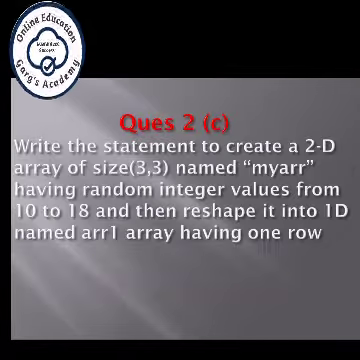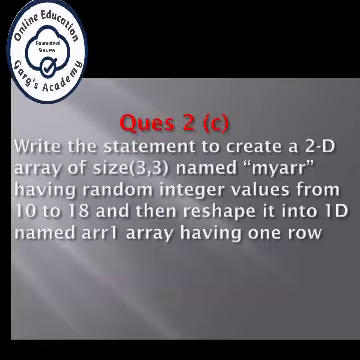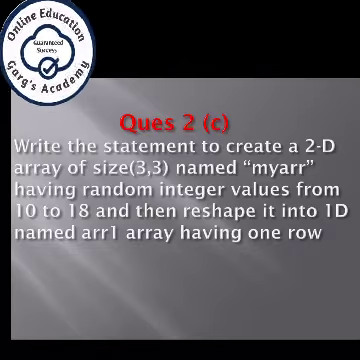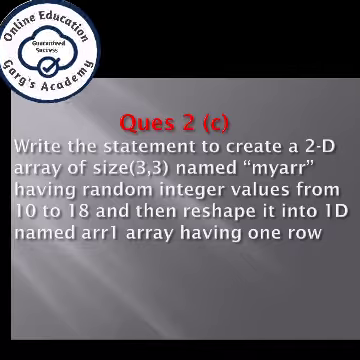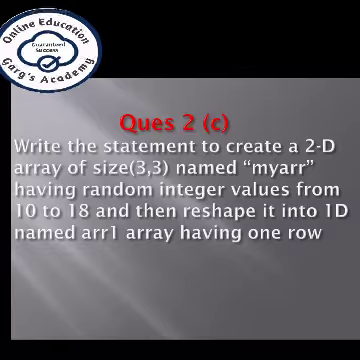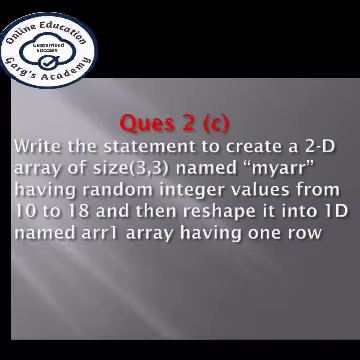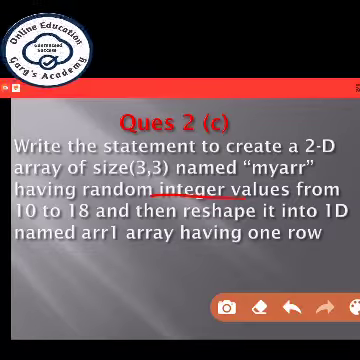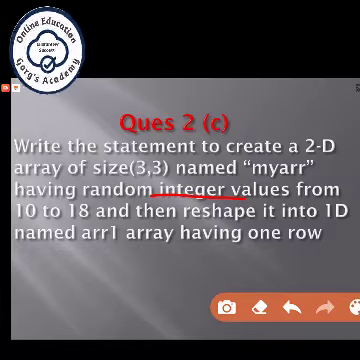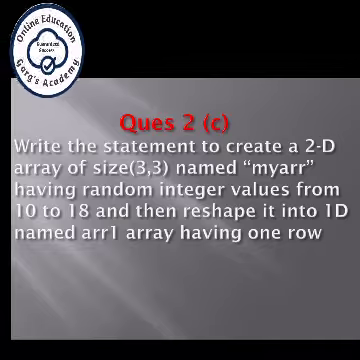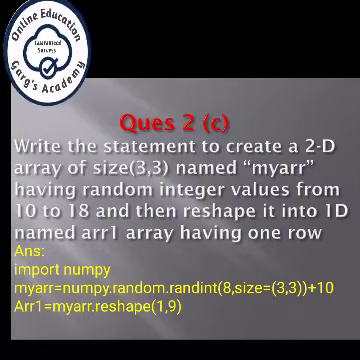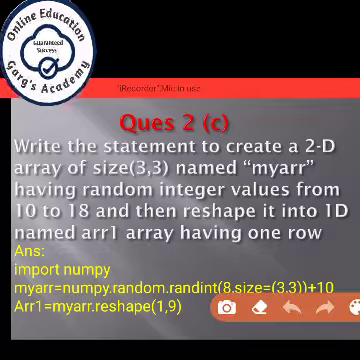Next question. Write the statement to create a 2D array of size 3, 3 named myArray having random integer values from 10 to 18 and then reshape it into a 1D array named ARR1 having 1 row. Now students, see here it is saying integer values. In the previous question it was asking for floating values. So for integer values there is another function of the NumPy module and the name of the function is randint. Now how will it work?